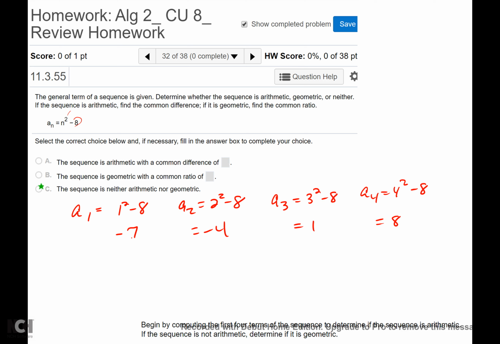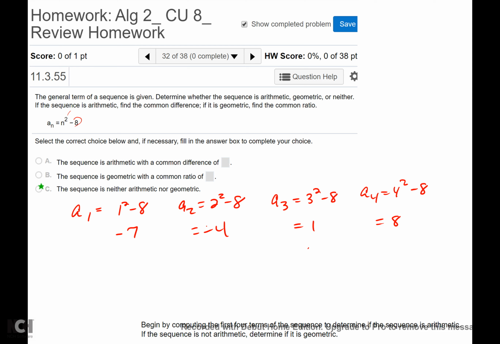If you tried to go arithmetic, the difference if I took negative 4 minus a negative 7, that would be 3. If I do this one, 1 minus a negative 4, I get 5. The difference between 1 and 8 is 7. It's not changing by the same amount every time. So it's not arithmetic. To check geometric, divide.